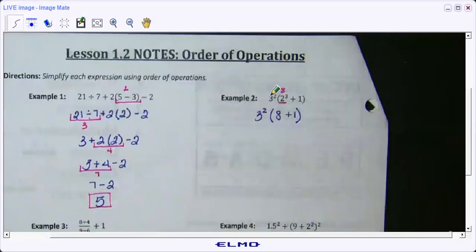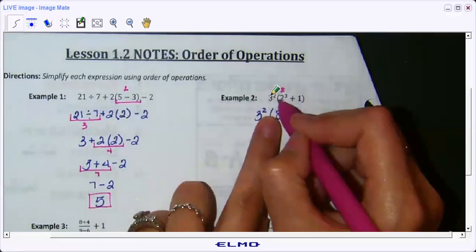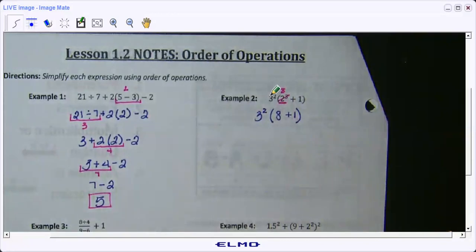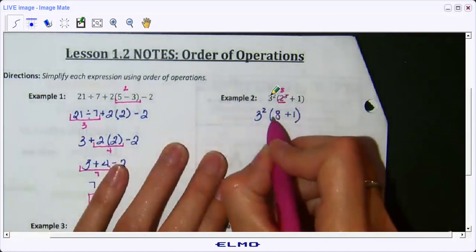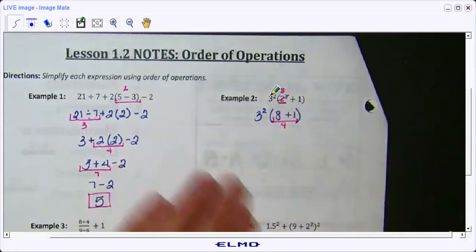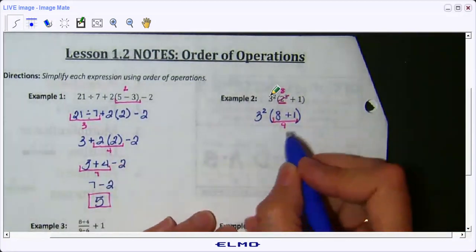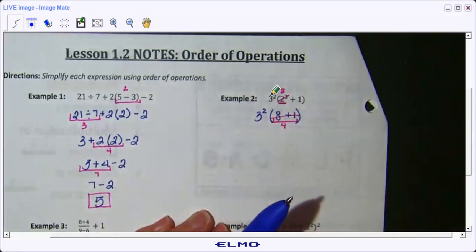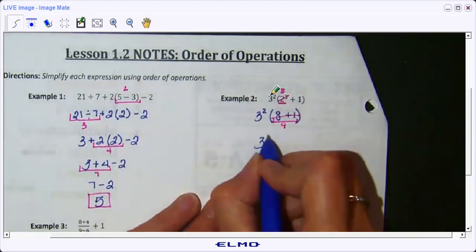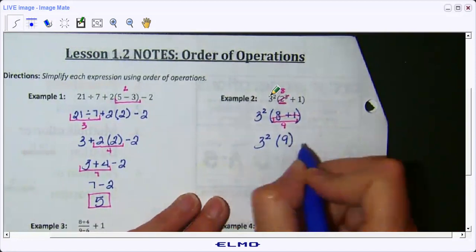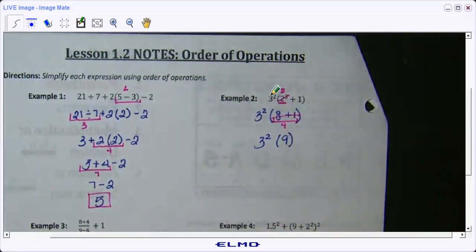Now, if you get confused on what to write, you can always cross off what you solved and replace it with the answer. I still haven't gotten rid of my parentheses, so I have to still solve what's inside there. So I have 8 plus 1, which is 9. And now I have 3 squared times 9. I still have parentheses, but in this case, it represents multiplication.